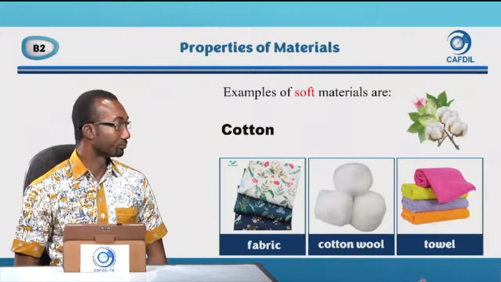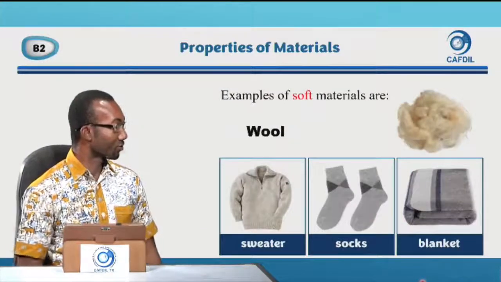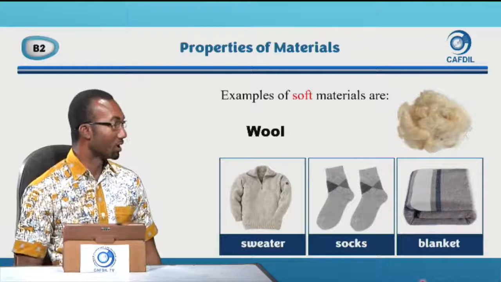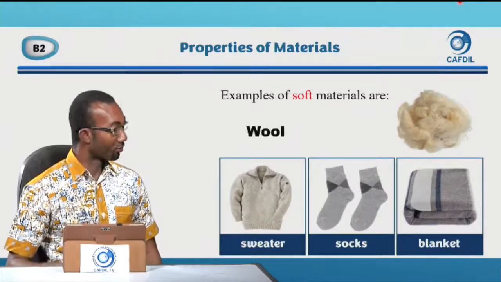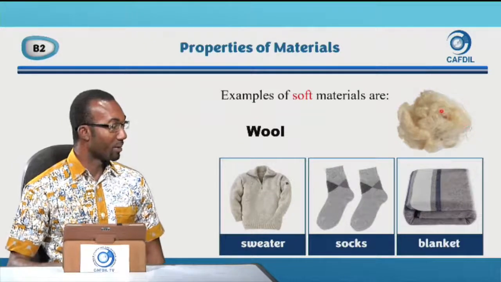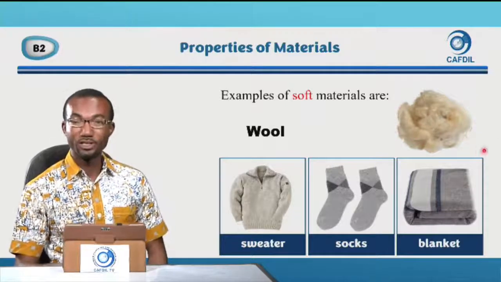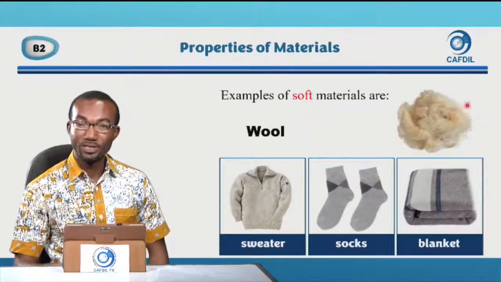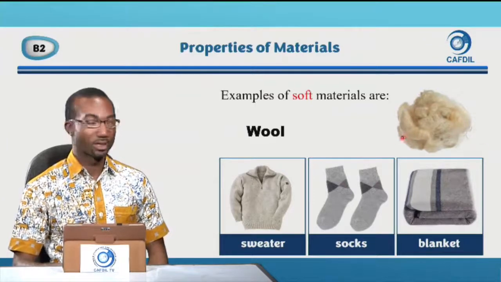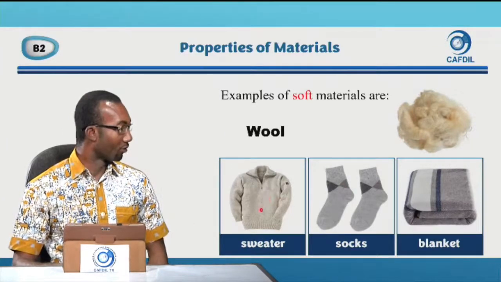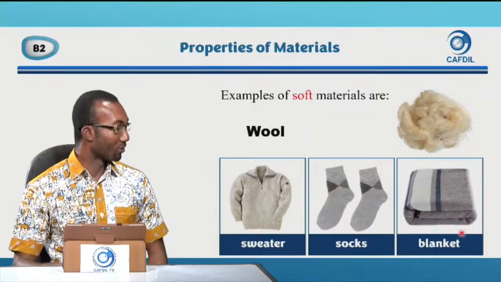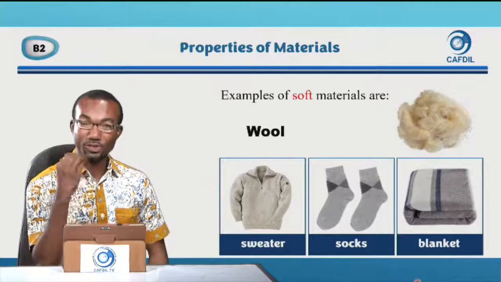The next soft material is wool, and we get this wool from sheep. If you remember this rhyme that you sang when you were in KG, Baa Baa Black Sheep, have you any wool? So you see that we get wool from sheep, and we use this wool for making sweaters, socks, and blankets because they are soft.